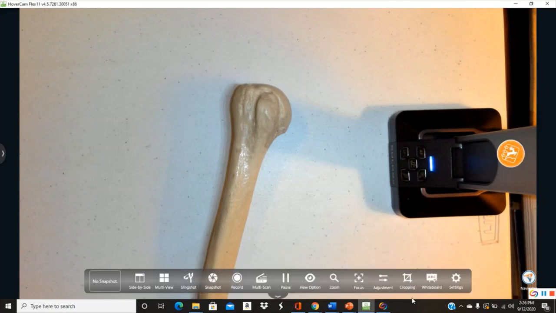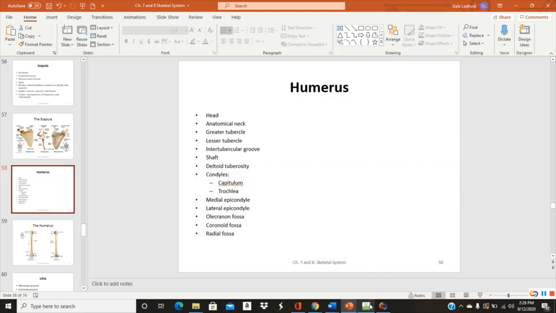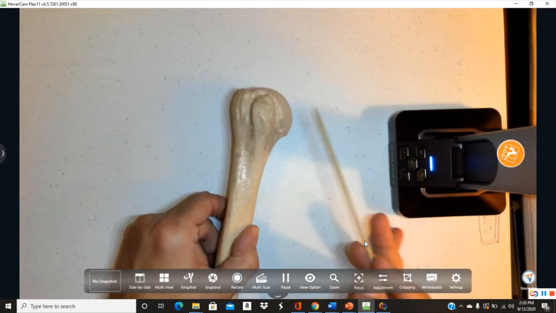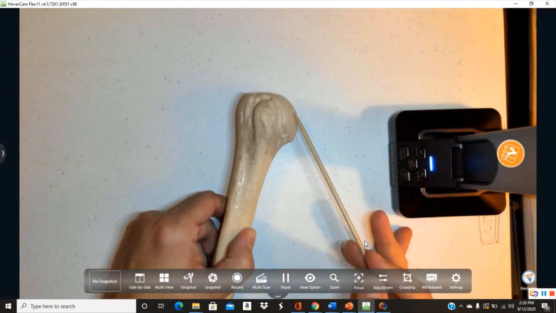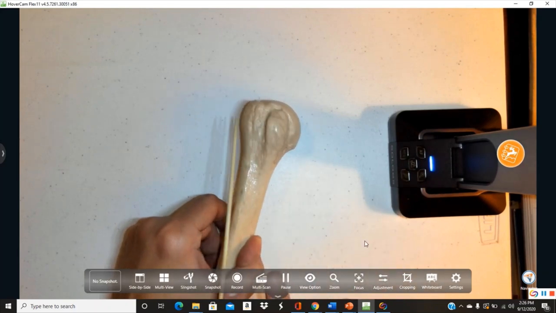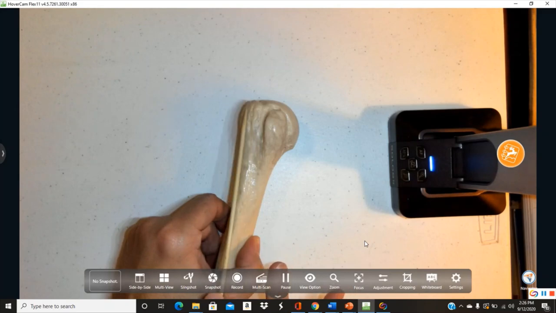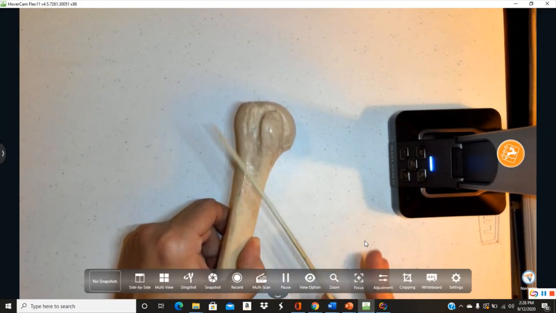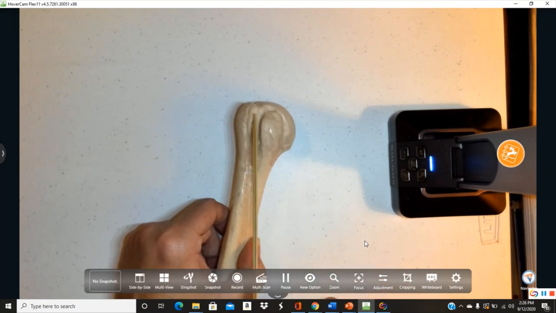All right. So I did pick certain things for a reason. Now, we also want to find our greater and lesser tubercle and the intertubercular groove. The greater tubercle is going to be, so here if we have our head, which is medial, we want to go to the opposite side, lateral, and find the greater tubercle. Greater tubercle, lesser tubercle, intertubercular groove.